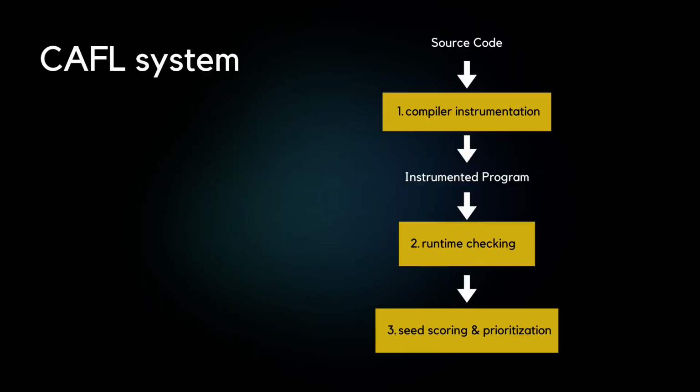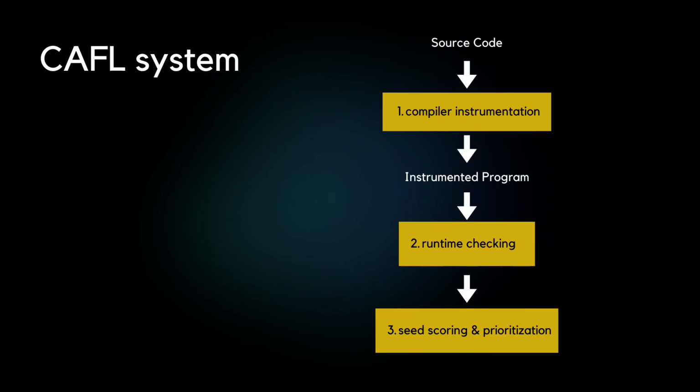In this research paper, the authors implemented their approach in CAFL, which is a prototype system of constraint-guided directed Greybox fuzzing based on the American Fuzzy Lop fuzzer. So CAFL consists of three main components.